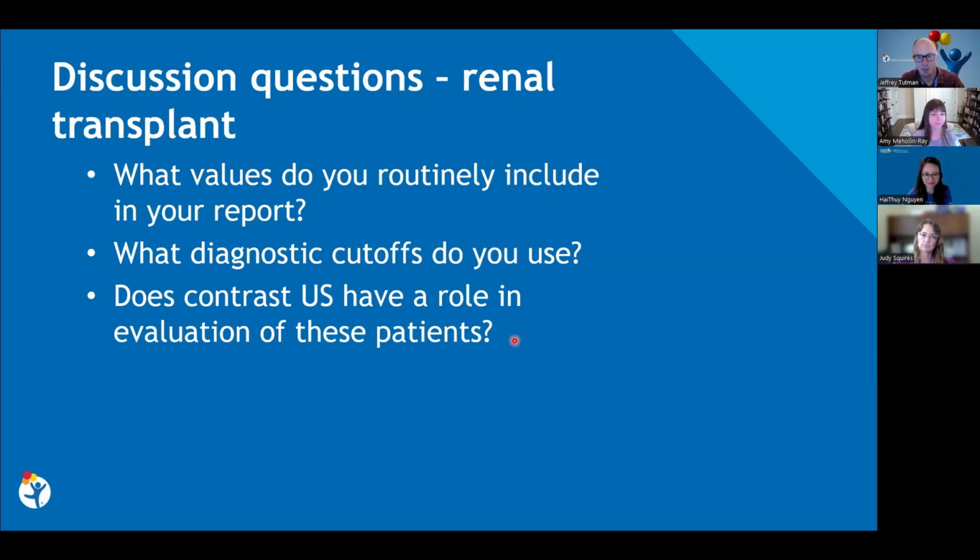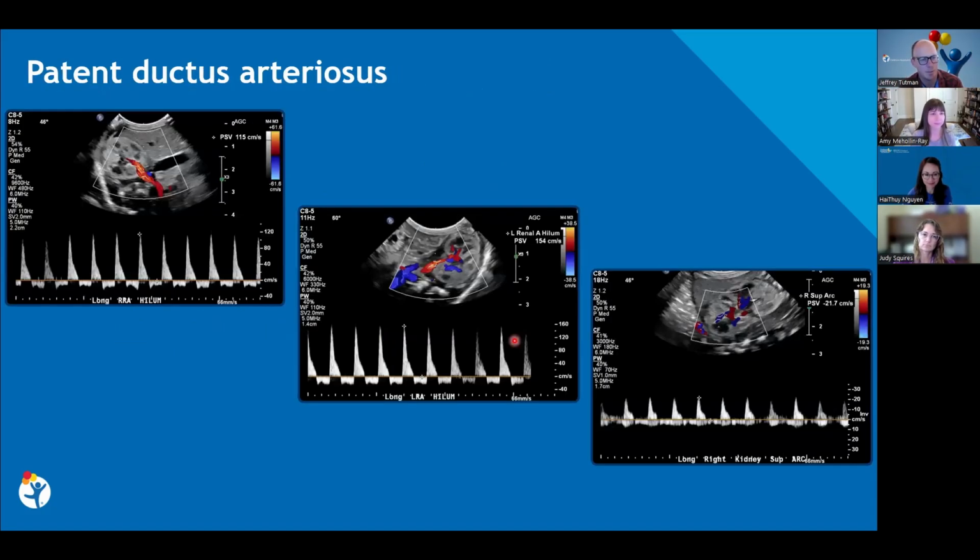All right. And then the last couple of cases, I just wanted to share some systemic manifestations of abnormal hemodynamics that show up in the kidneys. This is one that confuses our newer sonographers; if you're not used to seeing this, it can throw you off as far as what you're looking at.